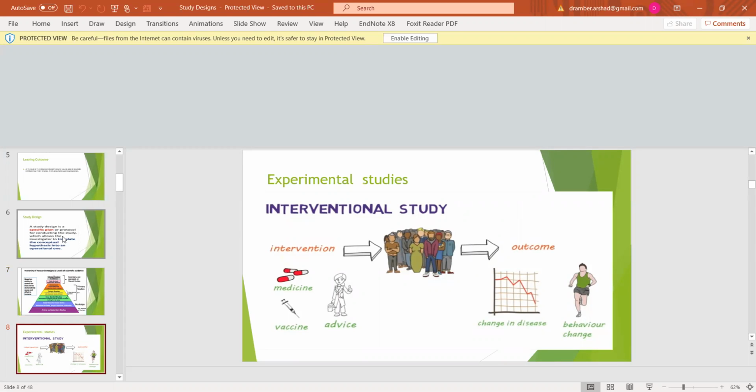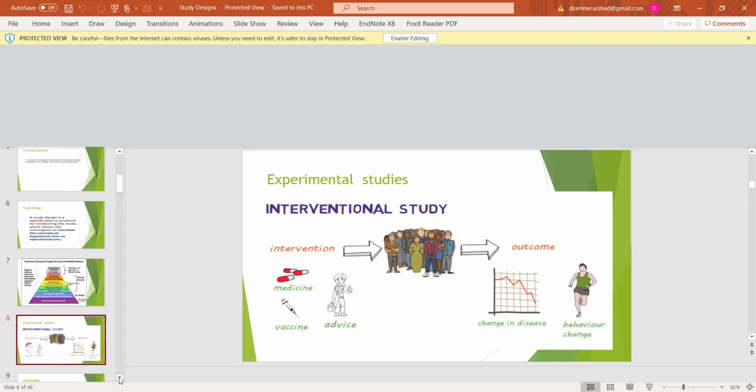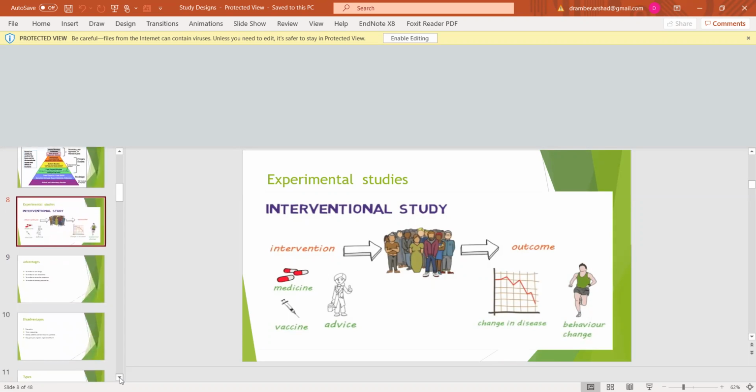Experimental studies. These studies are different from the other studies because there is an intervention in the study. The intervention can be any medicine, which is a therapy. It can be any vaccine, which can be a preventive trial, or an advice. An intervention is done on the study group as shown in the figure, and then the group is followed for the outcome. The outcome can be a change in the number of disease or the behavior change.